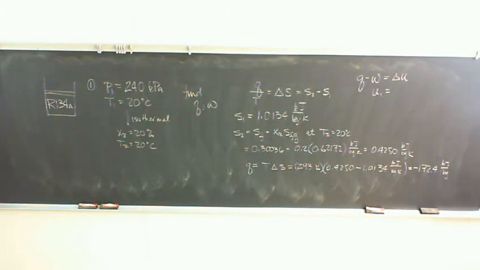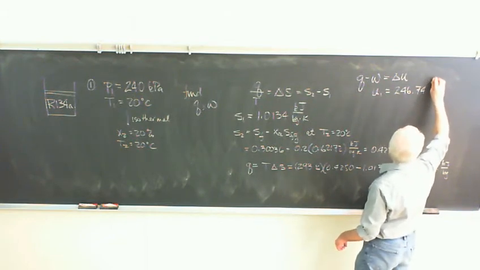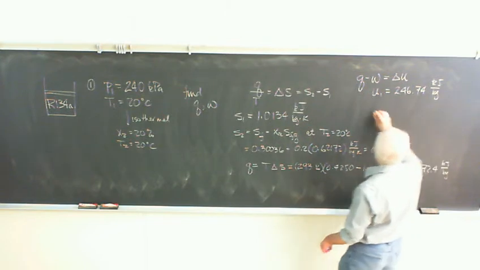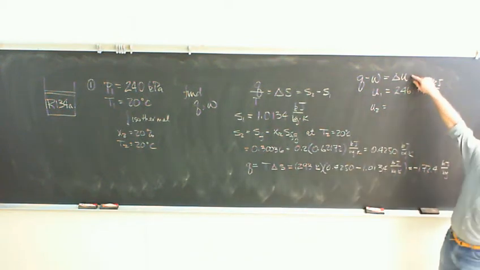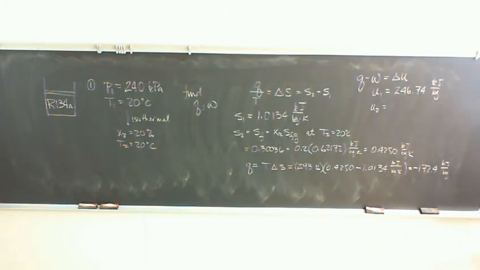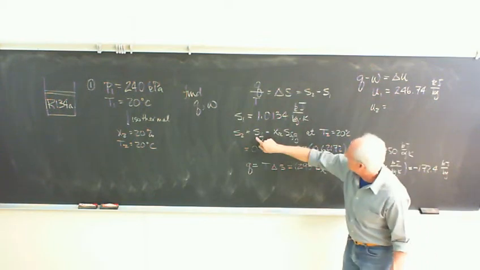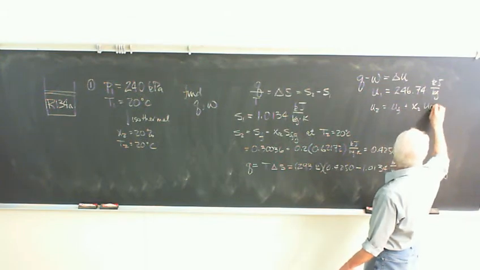Here's where we got S, and we need U, which is 246.74. Remember, we know the pressure at point one. We know the temperature at point one, so we can get 246.74. How do we find U2? If we can find that, then we can find the work. Same way we found S2. It's UF plus X2 UFG.